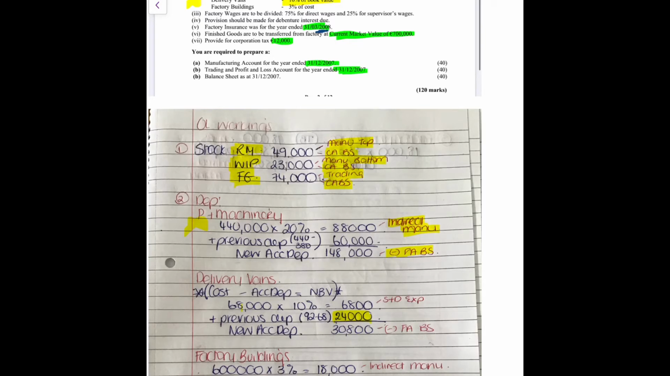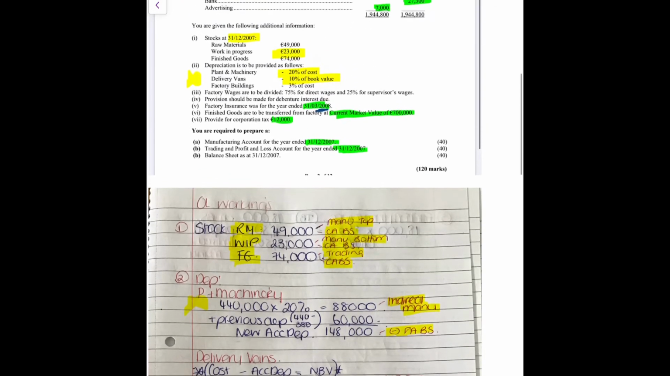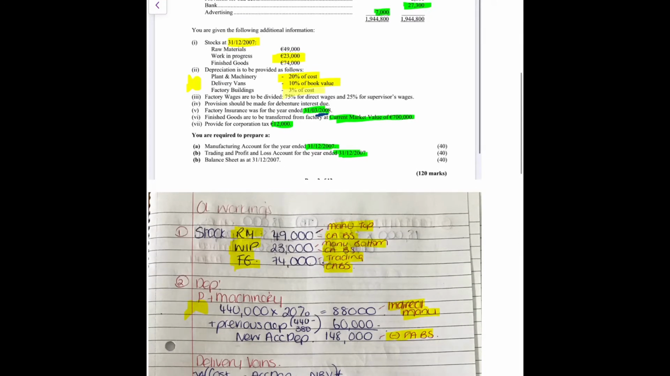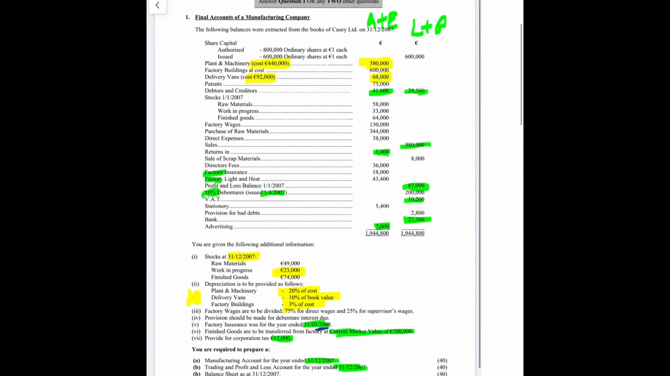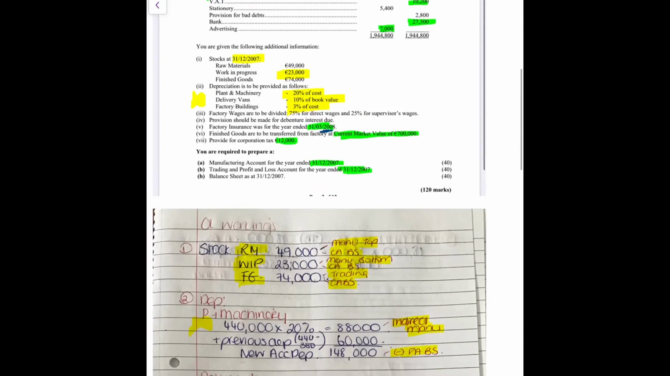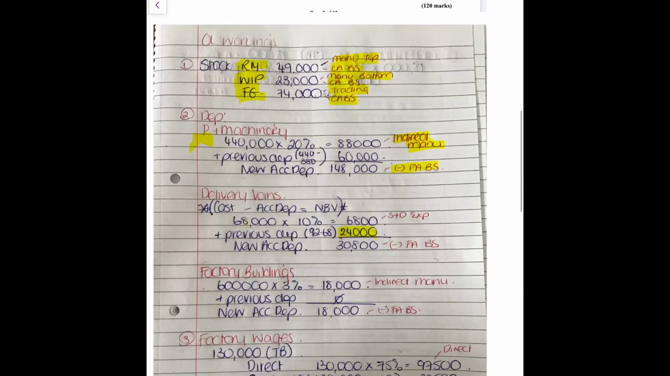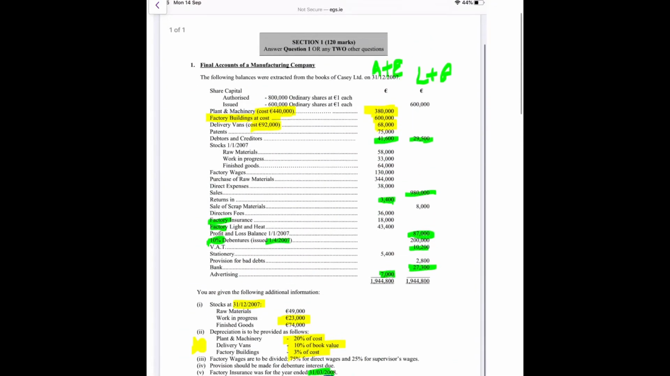Okay. Next is factory buildings depreciation. So you're asked to get 3% of cost. Okay, so scroll back up. Let's look. Factory buildings at cost €600,000. So we're getting 3% of that. 600,000 by 3%, which is €18,000. It's factory buildings. Factory buildings has got to do with manufacturing, so it's going to go in indirect expense in the manufacturing account. Okay, then you need to go back up and check and see what your previous depreciation is.